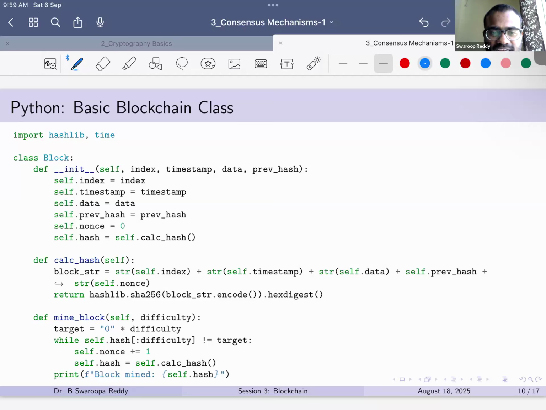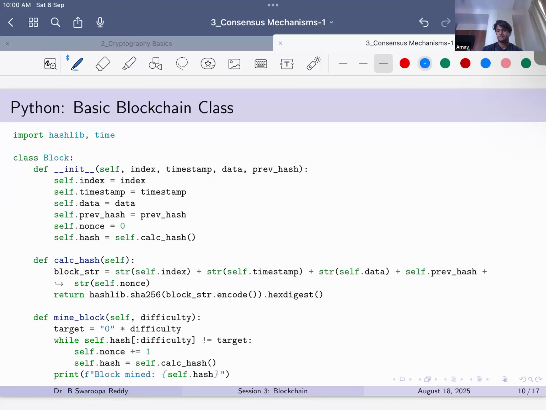I need to use hashlib.sha256 of hashlib.sha256 of this entire thing. Okay, so this is the way to do the proof of work from the programming point of view. So you can try this code. You can copy this into the Jupyter notebook. You can execute this function on your own.